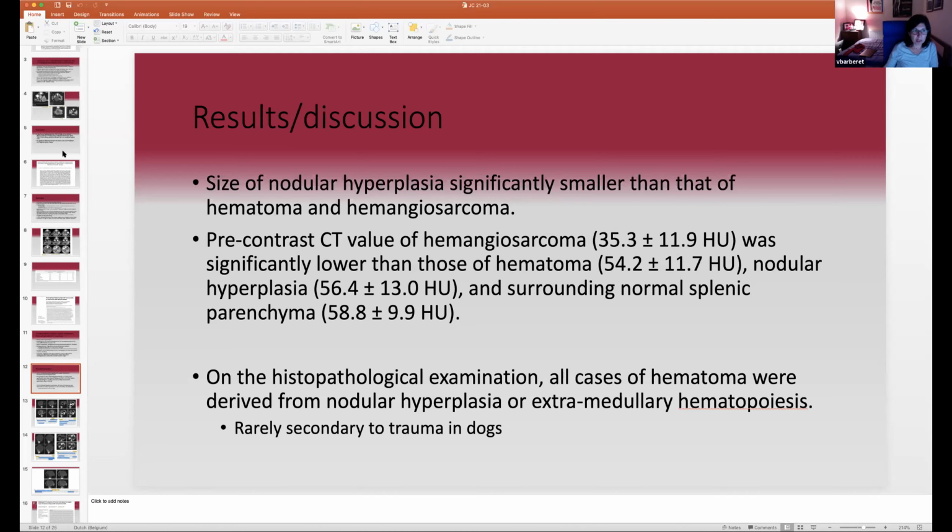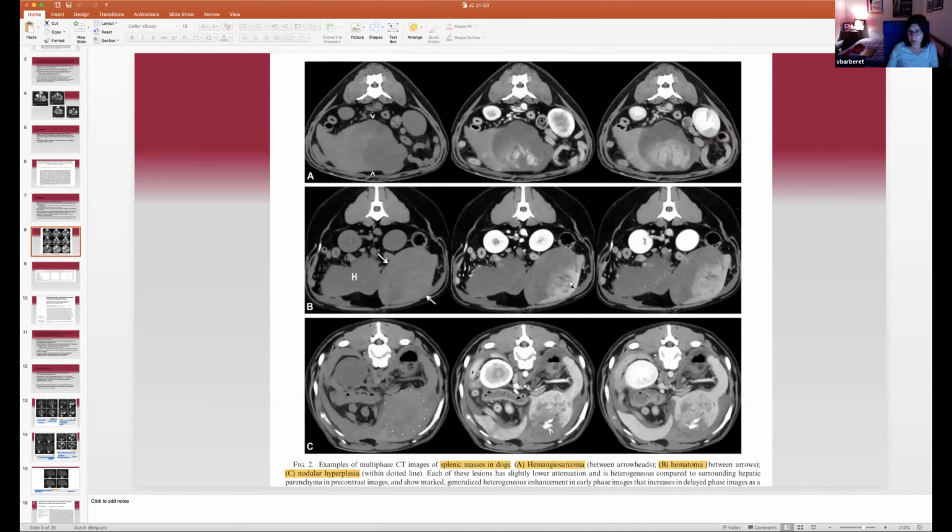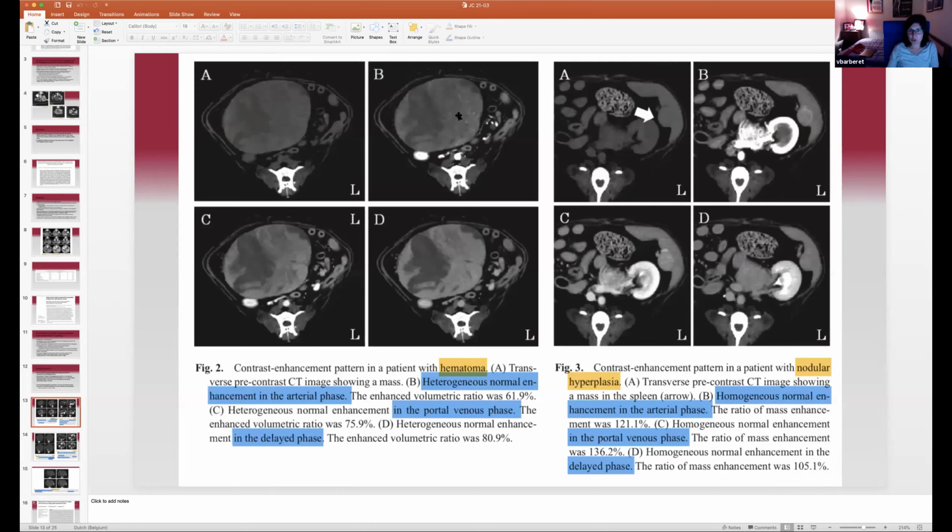But when you think about it, a lot of those cases that we've seen, like this one, are quite heterogeneous. You see some enhancement in the middle. This one as well. Yeah, that was the hematoma, where you could see again quite marked enhancement in some areas. And I think the one they show here also had some enhancement.